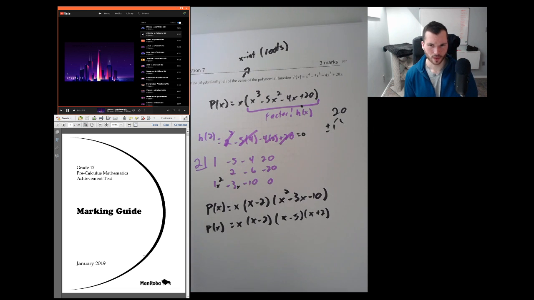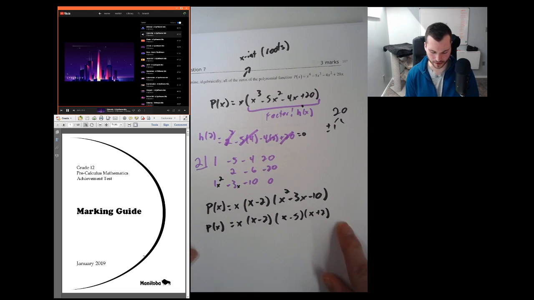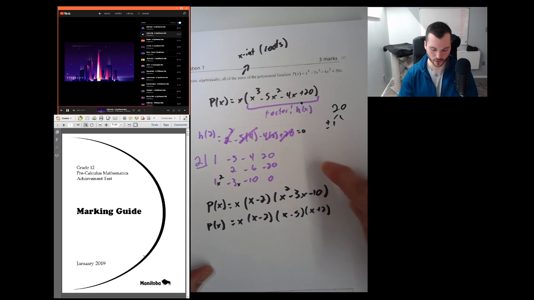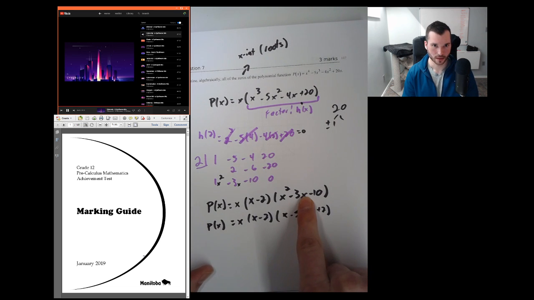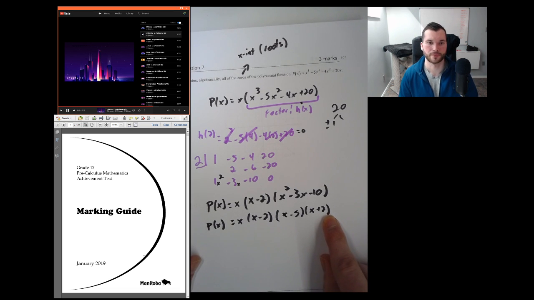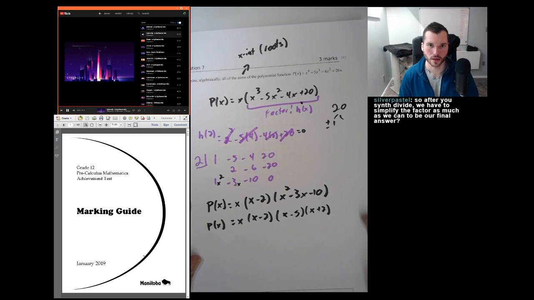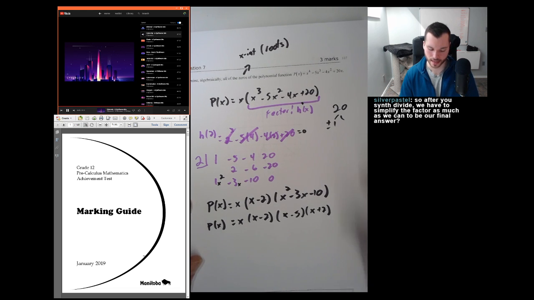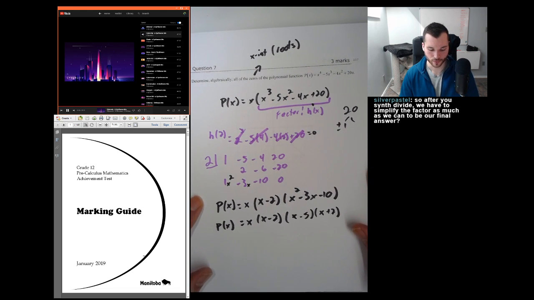So you get 1 mark, 1 final mark down here for the complete factoring. You would get 2 marks if you got this, but then you would get the final third mark to get to the final answer there. Half a mark, I believe. So after you synthetically divide, we have to simplify the factor as much. Yes, correct. We have to determine it all the way.